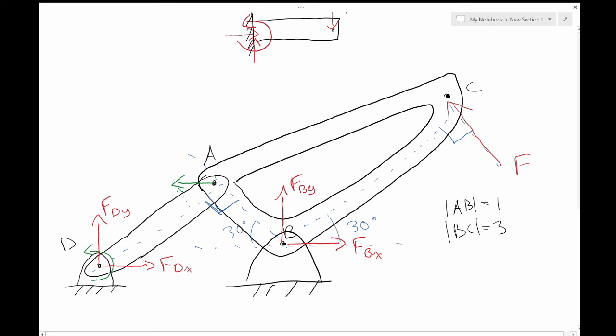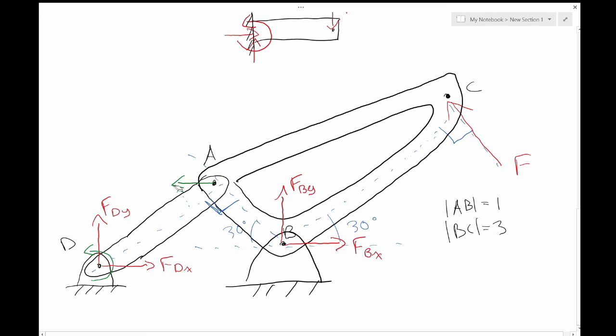But because D can't react a moment, this would start to spin. But we're still talking about statics here, and nothing can move, nothing can spin. So what we find is that all the force going into A, and subsequently all the reaction force from point D, from this pin joint here, has to be along the axis of the bar between D and A.